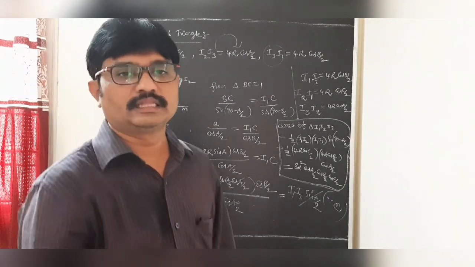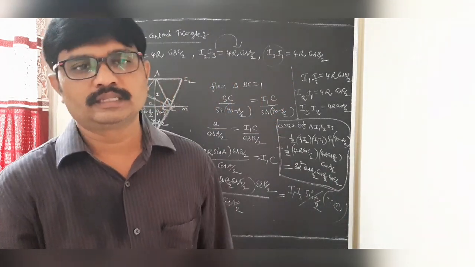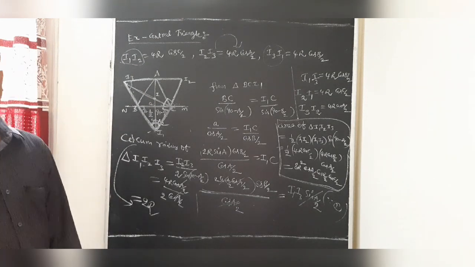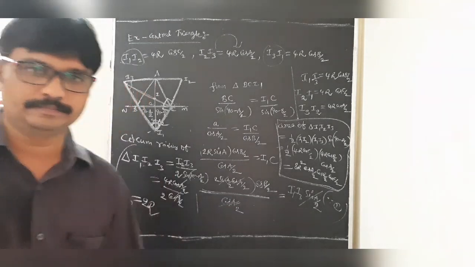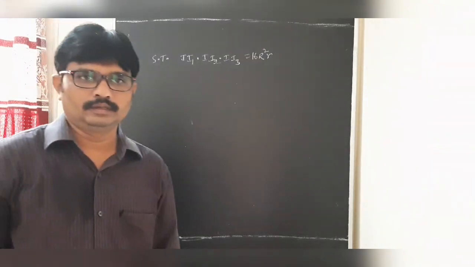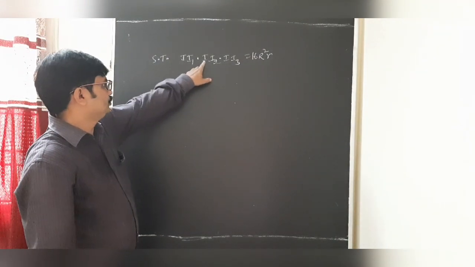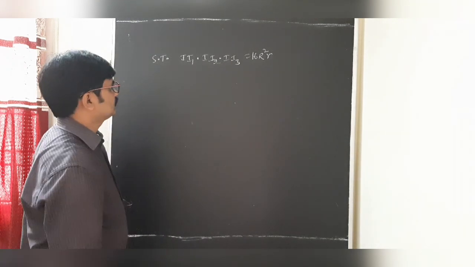Is it clear, students? The circumradius of the pedal triangle, we know, is R by 2. The circumradius of this one is 2R. Then the circumradius of triangle ABC is the capital R. Is it clear, students? Now students, the left hand side: I1 into I2 into I3 is 16 r square into small r.